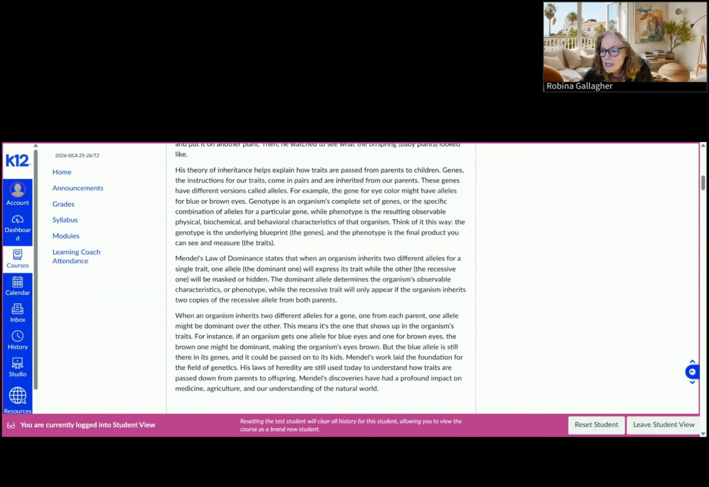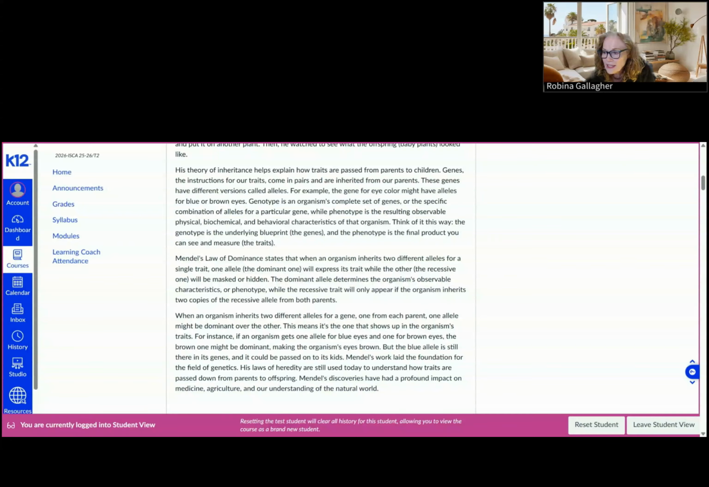When an organism inherits two different alleles for a gene, one from each parent, one allele might be dominant over the other. This means it's the one that shows up in the organism's traits. For example, if an organism gets one allele for blue eyes and one for brown, the brown one might be dominant in making the organism's eyes brown. But the blue allele is still there in its gene, and it could be passed on to its kids.